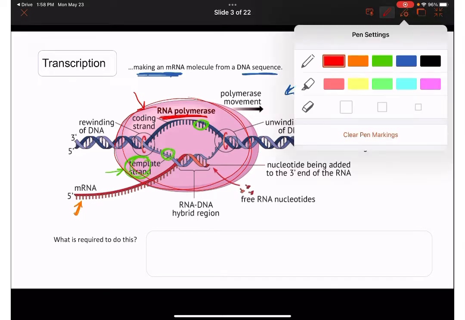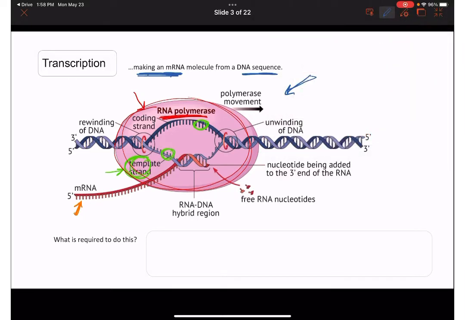And what else do we need? Well, we're going to build this mRNA molecule, and mRNA is a polymer, just like DNA. It's made up of individual nucleotides. And so if we're going to make this mRNA molecule, then we need free RNA nucleotides to use as building blocks to build them.